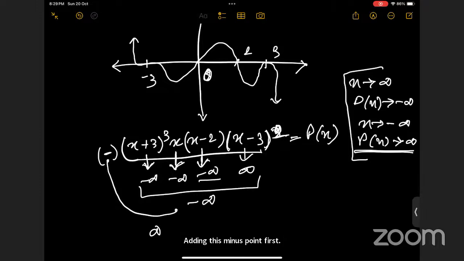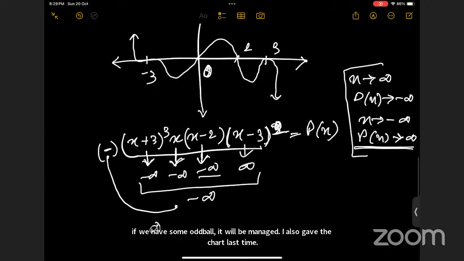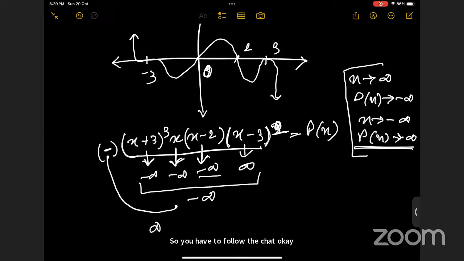So we know the product rule, right? We are just using the product rule here. If we have an even power, then it will be infinity, and if we have an odd power, it will be minus. I also gave the chart last time, so you have to follow the chart. So this is the special case. If the graph passes through the origin, then we can determine the sign of the coefficient in this manner with the end behavior. So is it fine?